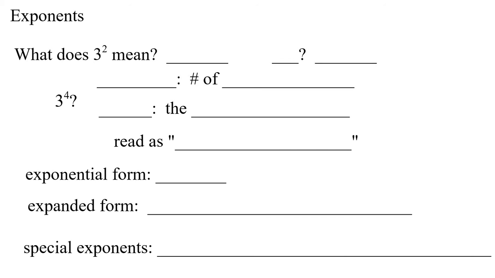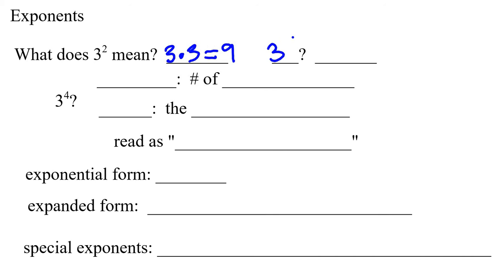So our first question in the notes said, what does 3 squared mean? 3 squared, or 3 to the power of 2, means to multiply 3 by itself 2 times. So the base of 3 is what is going to be multiplied. And the exponent of 2 means it's going to be multiplied by itself twice. So 3 times 3, which is 9.